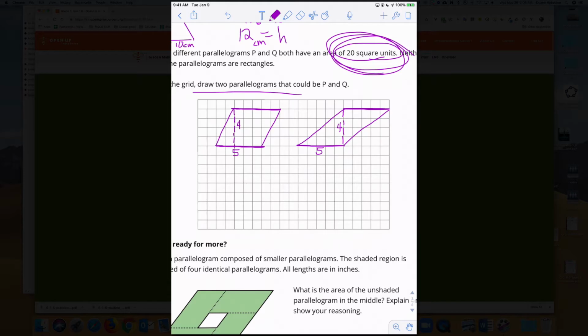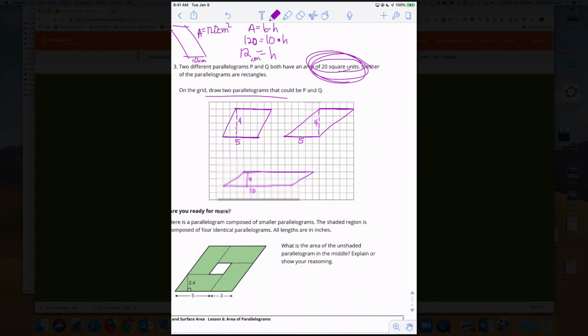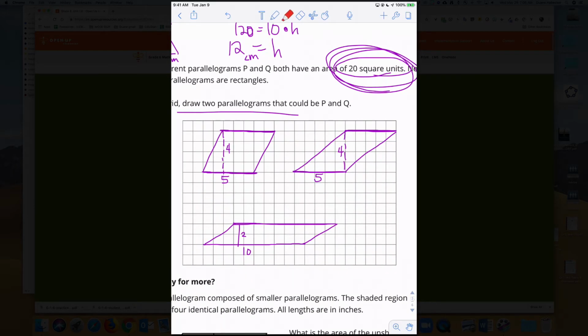Okay, so now I could have done a base of 10, 1, 2, 3, 4, 5, 6, 7, 8, 9, 10, and then a height of 2. And then I could have slid that base a little bit, and now I have a base of 10 and a height of 2. All right, so I could have done that, but it's really kind of interesting to see that you can have two parallelograms that are totally different, and yet they have the same base and the same height. And I think that's kind of cool.